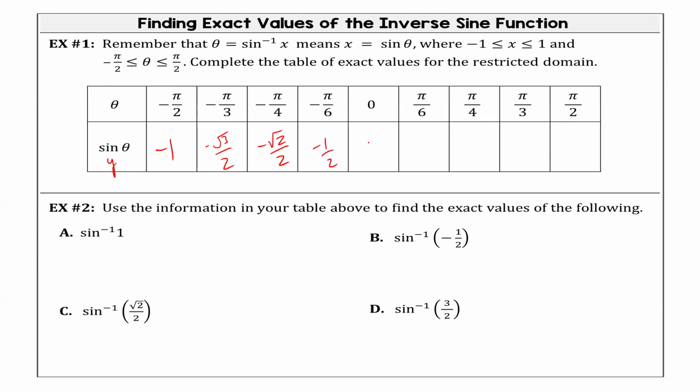At 0, it's 0. Now we're into quadrant number 1. These were all from quadrant number 4, and now we're in quadrant number 1. So using your unit circle, what is the sine of pi over 6? 1/2. What is the sine of pi over 4? What is the sine of pi over 3? Do we see the pattern and the connection between the two? They mirror, they're opposites, right?